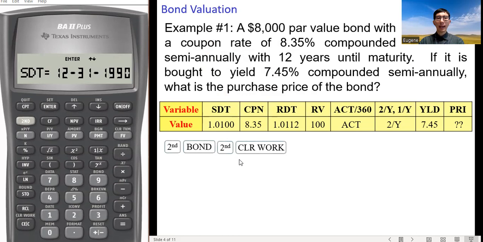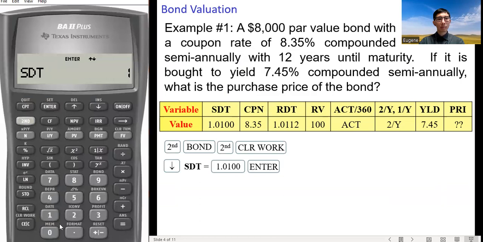Using the calculator, activate the bond worksheet by pressing second and then bond. Clear previous work if necessary by pressing second and then clear work. And then we can start to enter SDT, 1.0100. Not to forget to press the enter key. And then next, CPN. Press the down arrow to get CPN. Enter 8.35. Press enter.